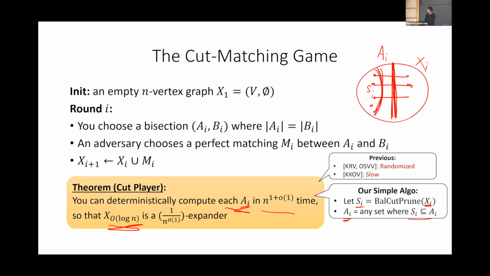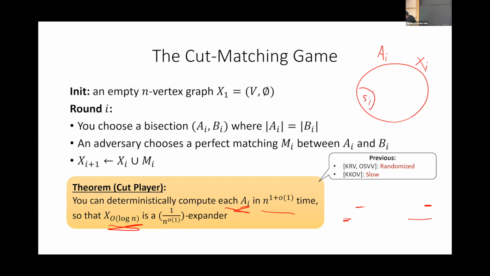So you at least terminate, eliminate one balanced sparse cut. It turns out that after log n rounds, you can actually prove that there is no balanced sparse cut at all. And after log n rounds, the bounded cut prune will actually return this small set here, such that everything here is already an expander.